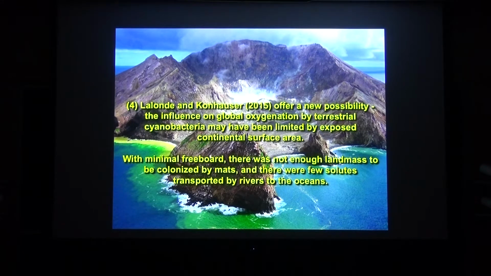So this takes into account not how much continental mass there was, but how much was emergent, right? What we call freeboard. So less continent above water means less that can be colonized by cyanobacteria. Less weathering into the ocean, so less plankton. So is that a possibility?